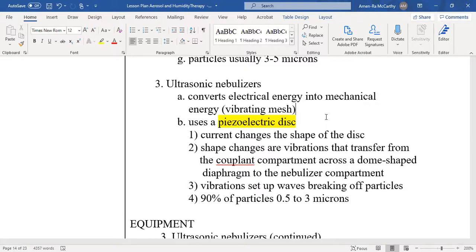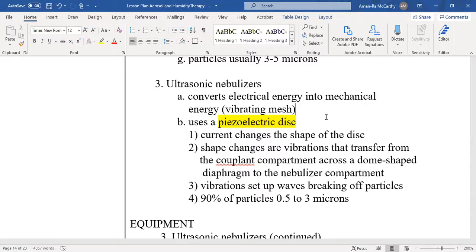It uses a piezoelectric disc or vibrating mesh to make that smoke. You pour the water into a container and it drips onto a piezoelectric disc, and that disc turns that water into high mist and it comes out. You don't hear it. It's not loud. It's just silent, but you turn it on and you're like, how does that do that? It's because it's a vibrating mesh.